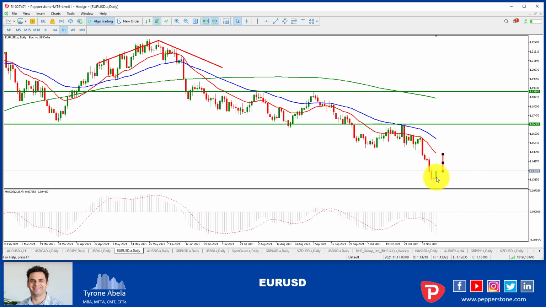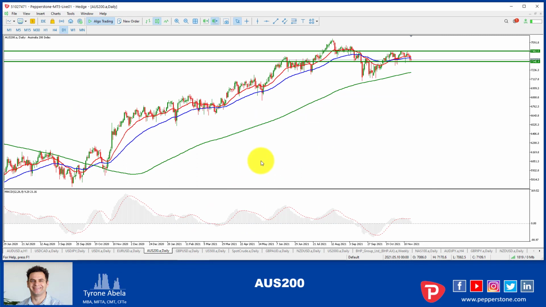But in saying that, if we get a series of higher highs and higher lows on a daily, then we change our minds completely and start to look for the long opportunities. All right, we'll go to the Aussie USD, the Aussie 200. Actually, this is probably the one. It's a little bit flat.